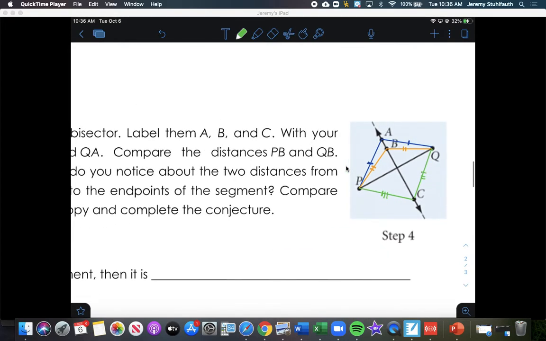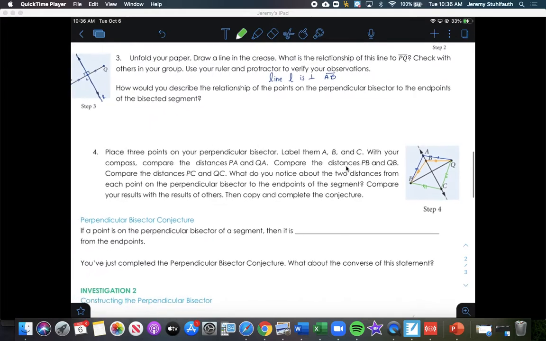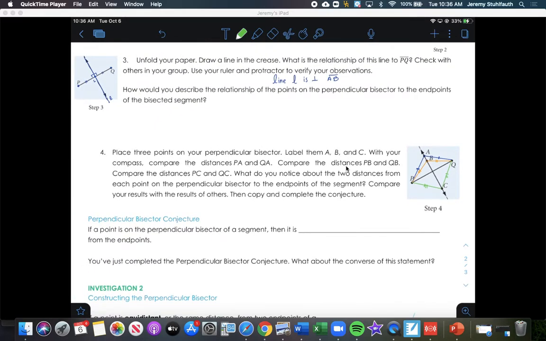And so what we find out then is we can come up with this perpendicular bisector conjecture. And what it says is if a point is on the perpendicular bisector of a segment, then it is equidistant from the endpoints. So what that means is if you put a point on the perpendicular bisector, no matter where that point is on that perpendicular bisector, it is going to be the same distance from both of the endpoints of the original line segment.